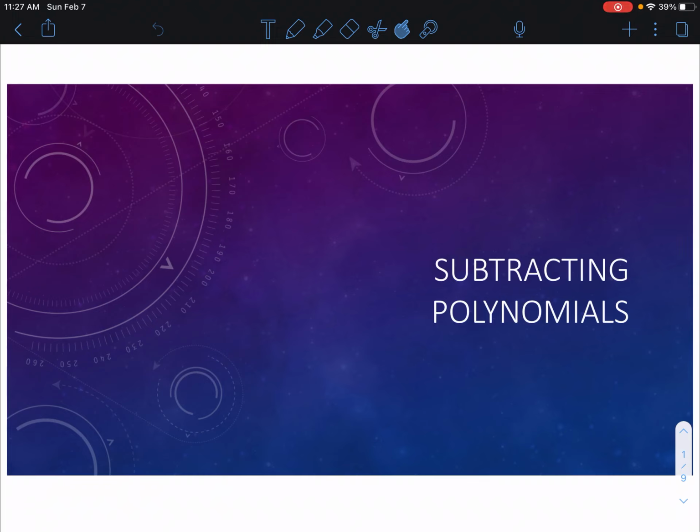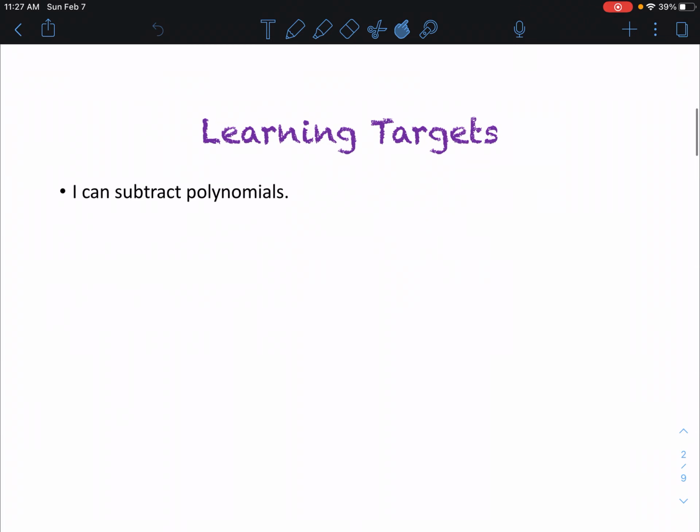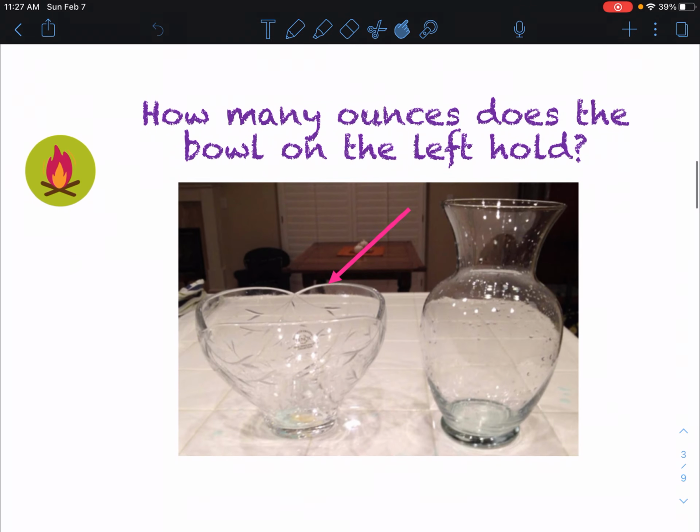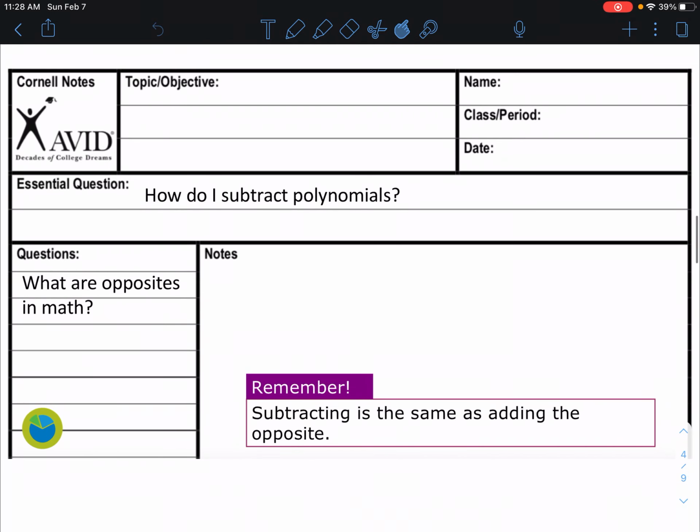Okay, so now we're going to learn how to subtract polynomials now that we've learned how to add them. Okay, so that's our learning target. I'd like you to take a look at this picture. How many ounces does that bowl on the left hold, do you think? Okay, so our essential question today is, how do I subtract polynomials?